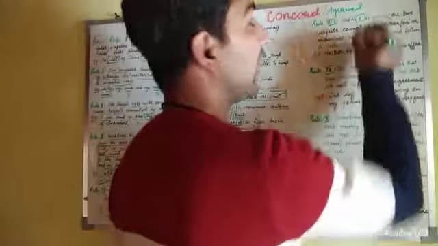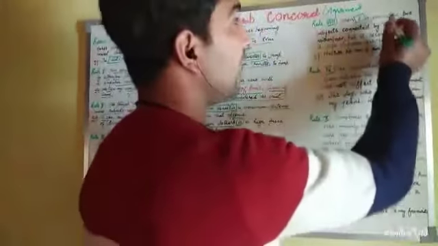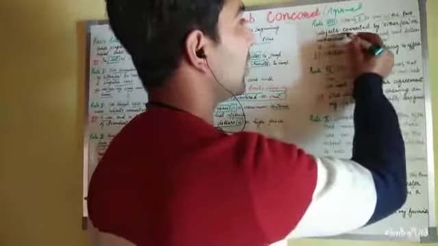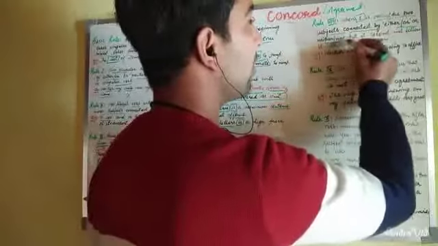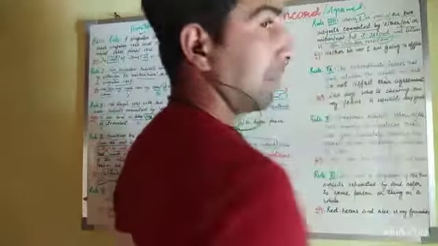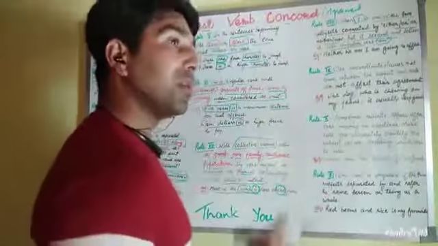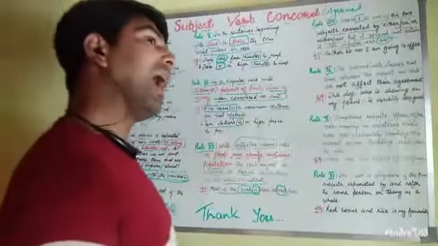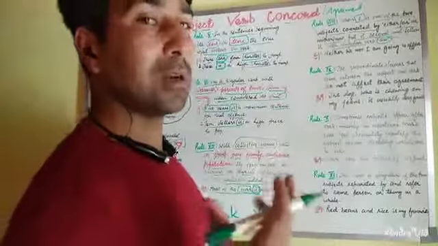Now rule number 8: when I means me. When I is one of the two subjects connected by either-or or neither-nor, put it second and follow it with a singular verb. This is very important, that whenever you are going to use I, but there are two subjects.